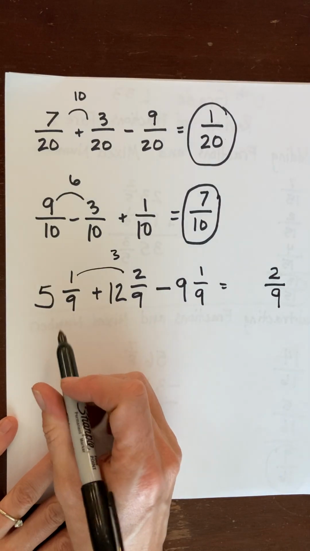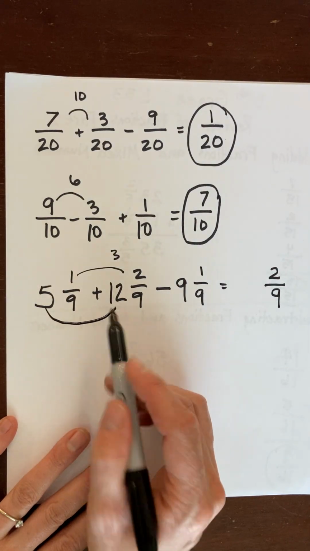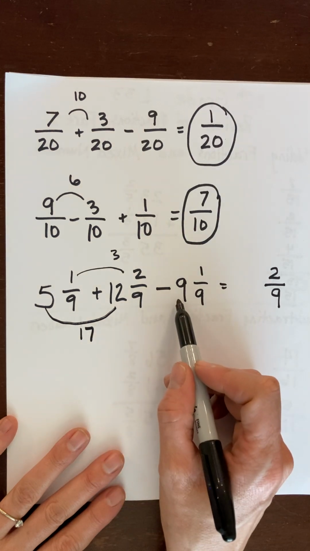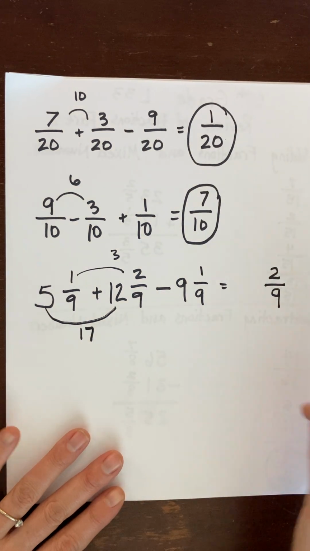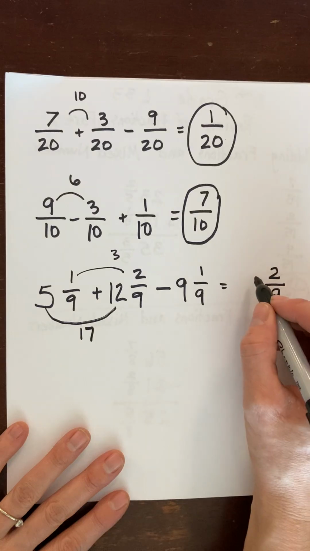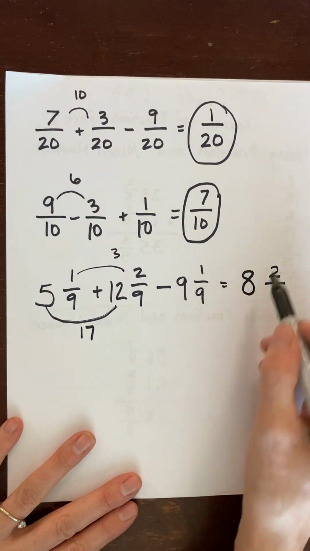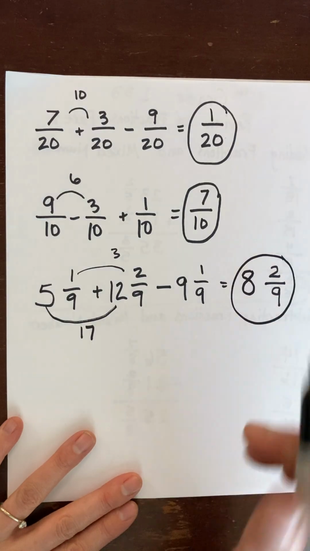Okay, now we're going to work with the whole numbers. 5 plus 12 is 17. 17 minus 9 is going to be 8. So our final answer is 8 and 2/9.